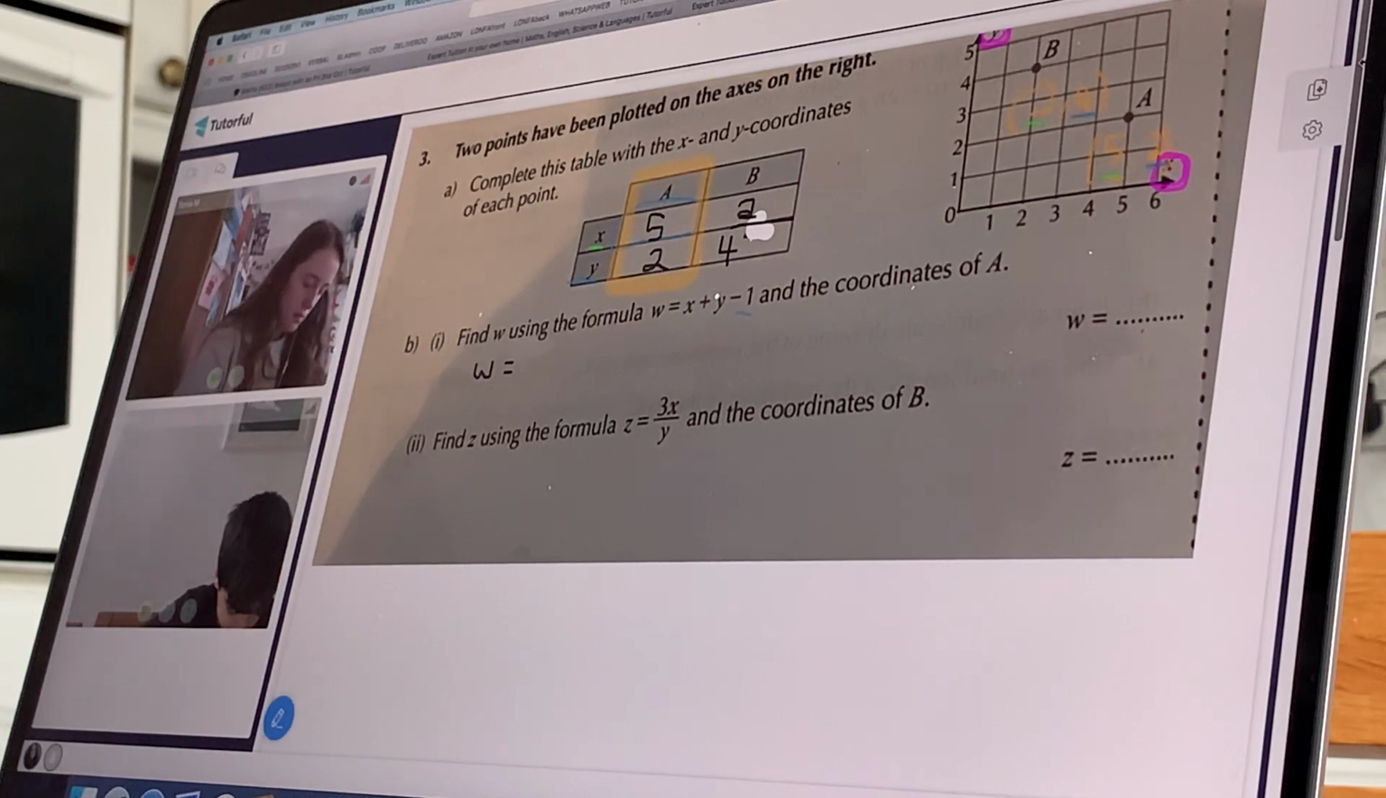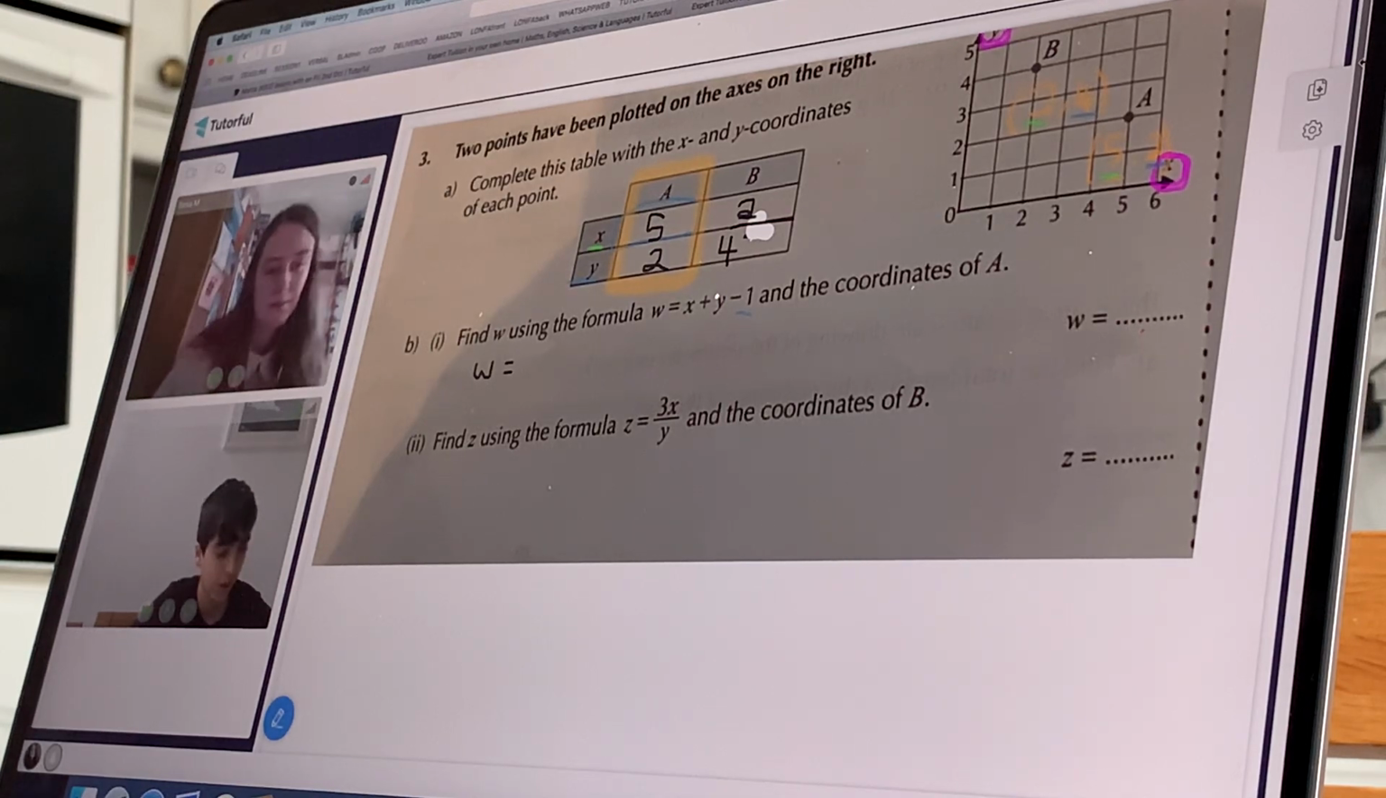So X plus Y. Using the coordinates of A, 5 plus 2. Yeah, brilliant. 7. And then you subtract 1, which is 6. Yeah, you've got it. And then we move on to the next.